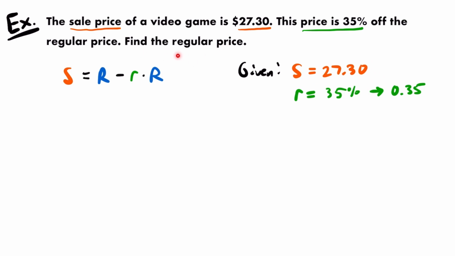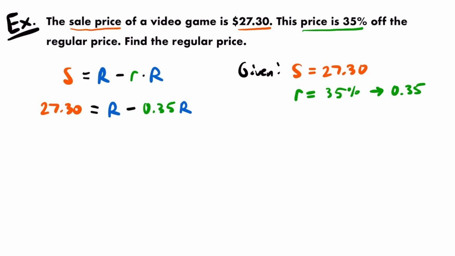And that will make sense because we will have an equation here with one unknown variable. Okay, so let's set it up. We know that the sale price is 27.30, so I'll write 27.30 is equal to the regular price R, which we don't know. That's what we want to solve for. So we have R minus the discount rate, which is 35%, or as a decimal, 0.35. So we have 0.35, and that is multiplied by the regular price, which we don't know, so we multiply it by R. And now we have an equation that we can solve using our equation solving skills.